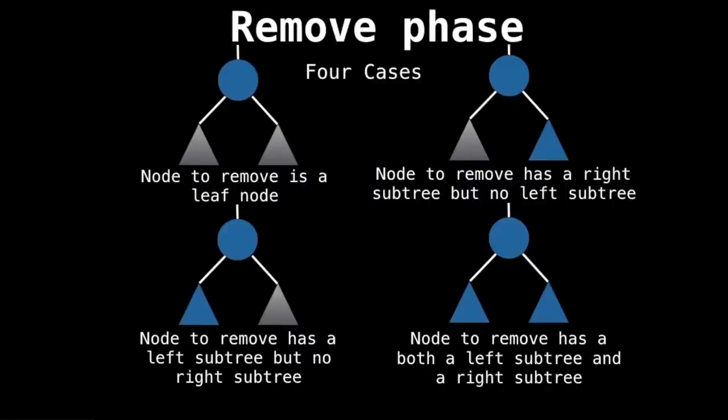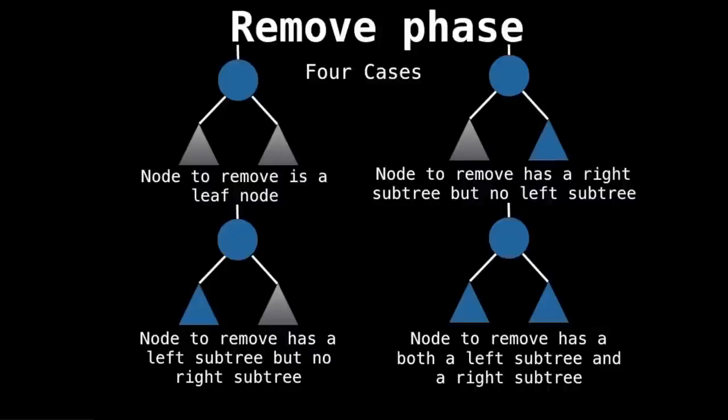So now that we found the value that we're looking for, we're at the remove phase. And in the remove phase, there are 4 cases, essentially. And the first case is that the node we want to remove is a leaf node, so it has no subtrees.